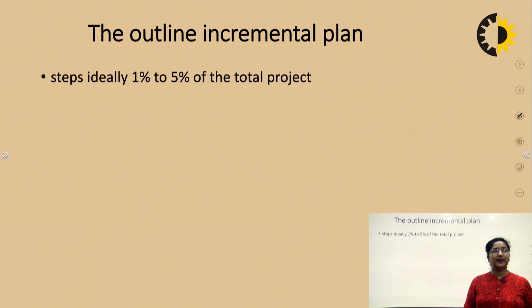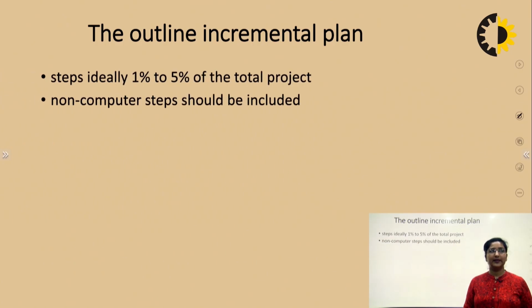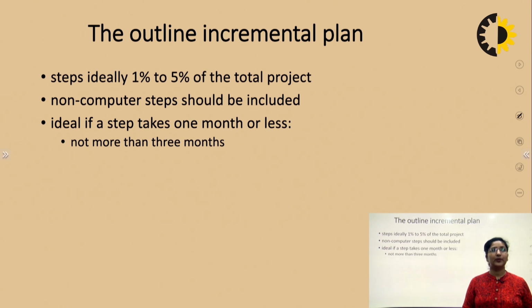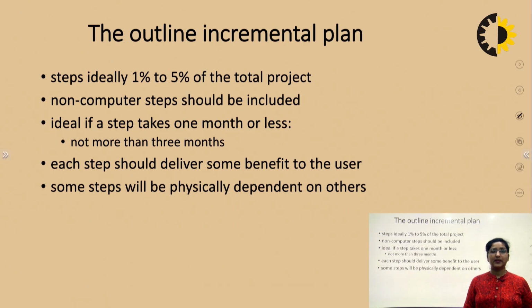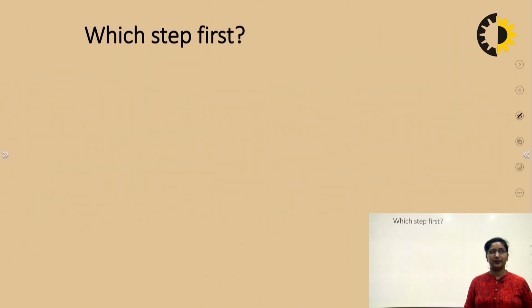The outline incremental plan is that the steps should ideally be 1 to 5% of the total project. Non-computer steps should also be included in it. It is ideal if a step takes 1 month or less, then we can use this incremental plan. But if it is taking more than 3 months, then we are not required to take this incremental plan. Each step should be delivered with some benefit to the user. Some steps will be physically dependent on others, so we have to manage that particular thing.